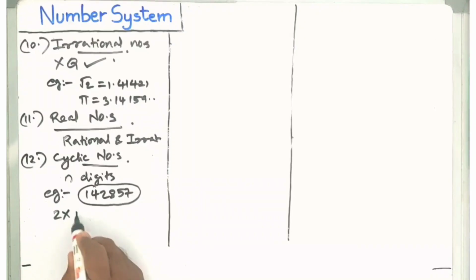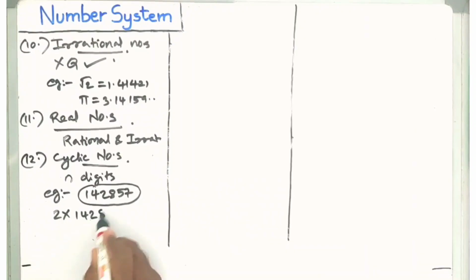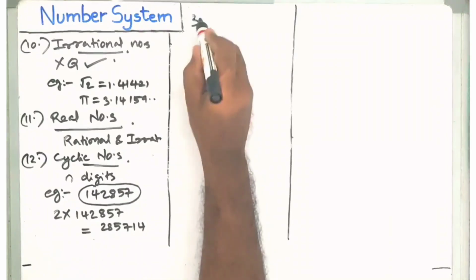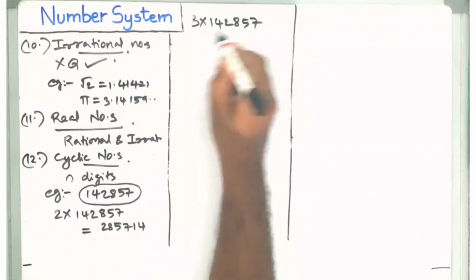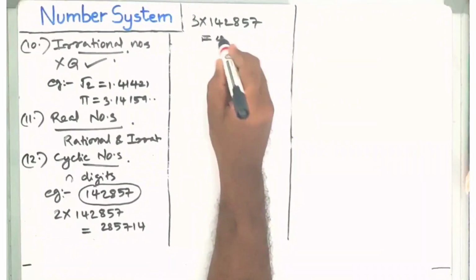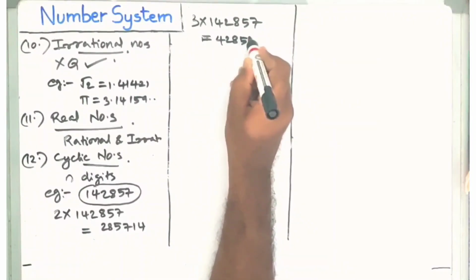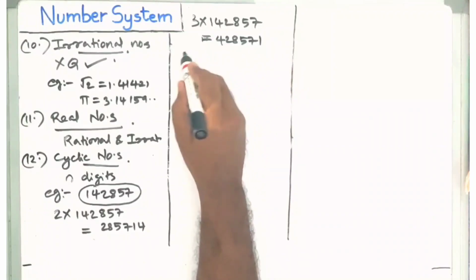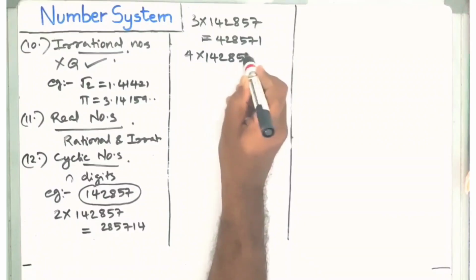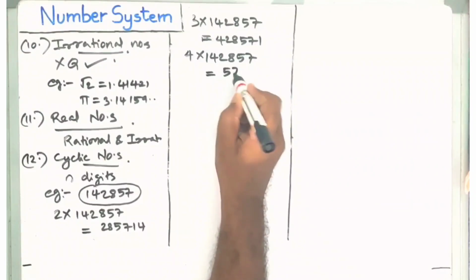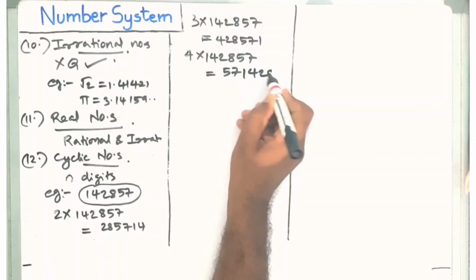2 multiplied by this number gives the answer 285714, and 3 multiplied by this number gives the answer 428571, and 4 multiplied by this number gives the answer 571428.